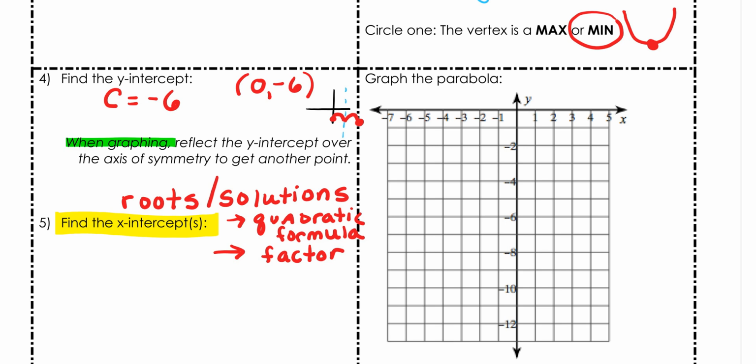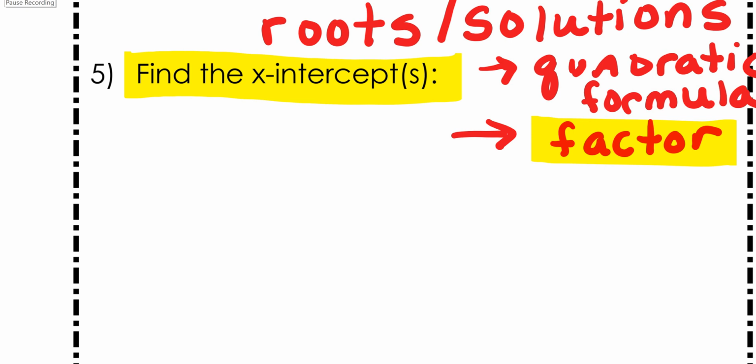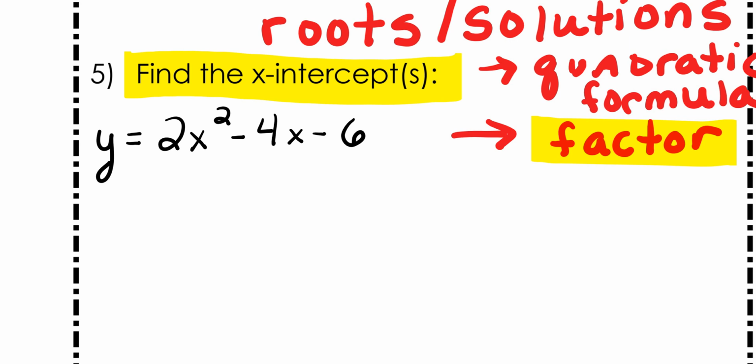Let's take a look at this particular equation, and let's figure out how we're going to factor this one. So I'm going to use the factoring method in order to come up with our x-intercepts. So step one, I'm going to write down our quadratic equation. All right, so our equation is y equals 2x squared minus 4x minus 6.